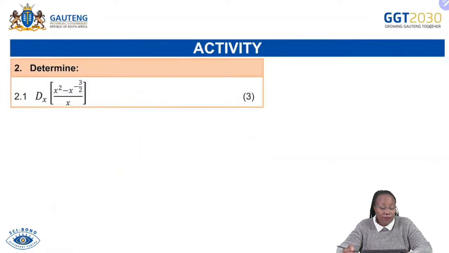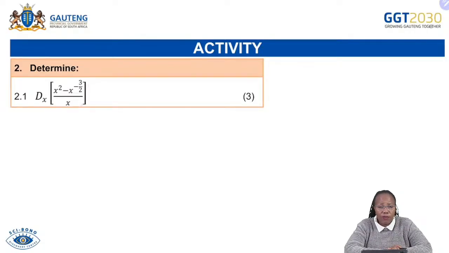Your next activity, we are using the rules now. If they say determine without indicating the rules, that means you need to use your rules now. If it is not indicating first principle, you must know you need to use the rules to answer that one. So now here we are giving d/dx of (x squared minus x to the power minus 3 over 2) over x. It's your activity, grade 12.